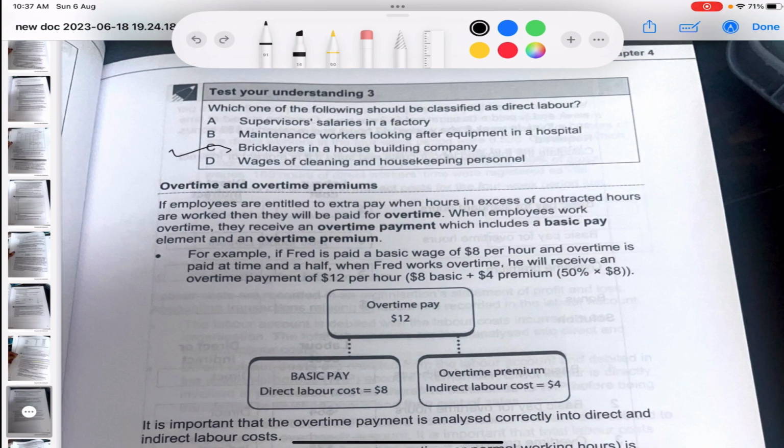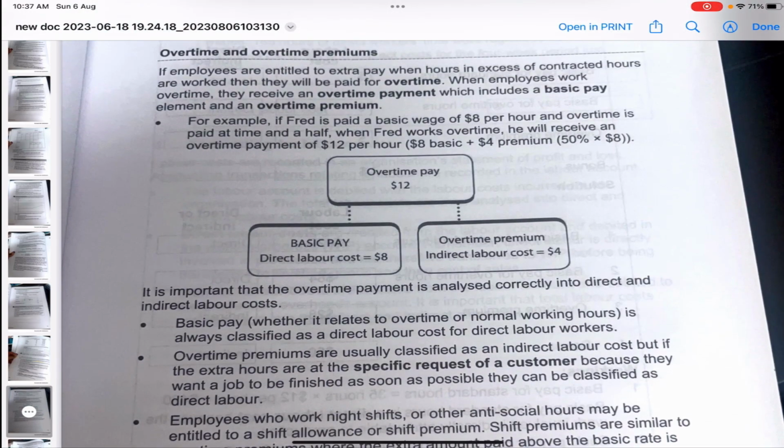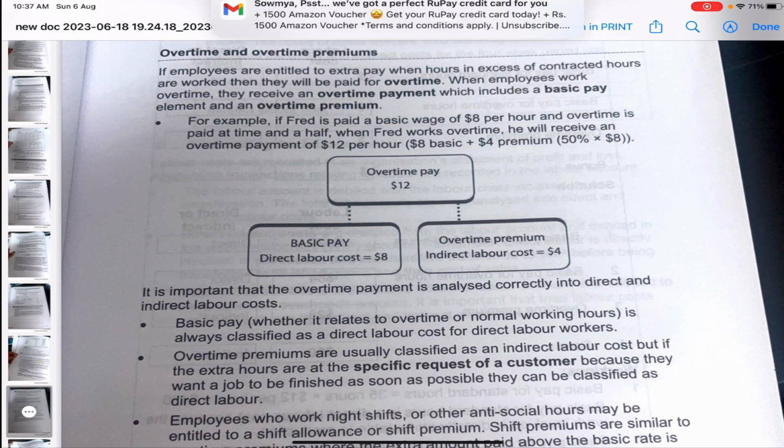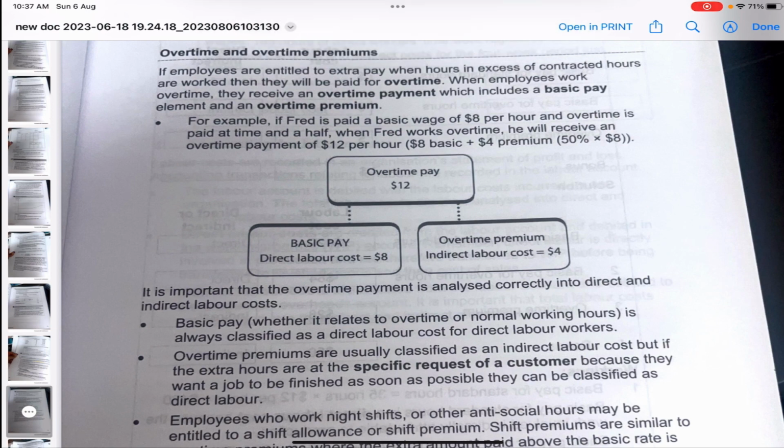Moving on to the next concept, which is overtime and overtime premium. So what is overtime? Let's say that my shift is to work only 6 hours a day, but I worked for 8 hours in a day. In that case, for the 6 hours I am paid my basic pay. For the remaining 2 hours I am given overtime. Why? Because obviously I have spent more time in the factory, in the office, than what was initially in the contract, so I would be given overtime for that.